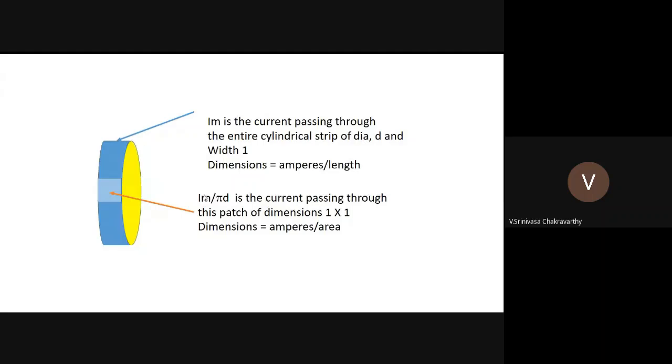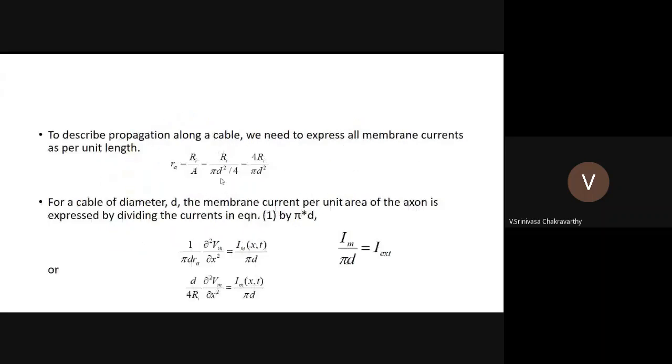So we take Im and divide it by πd, and we'll also convert Ra to the more fundamental intrinsic parameters like resistivity. Right, resistivity Ri. So small Ra is given by resistivity Ri by A, and A is πd²/4. So Ra is 4Ri/πd². So if you take Im/πd, that will be equal to 1/Ra times πd times ∂²Vm/∂x².